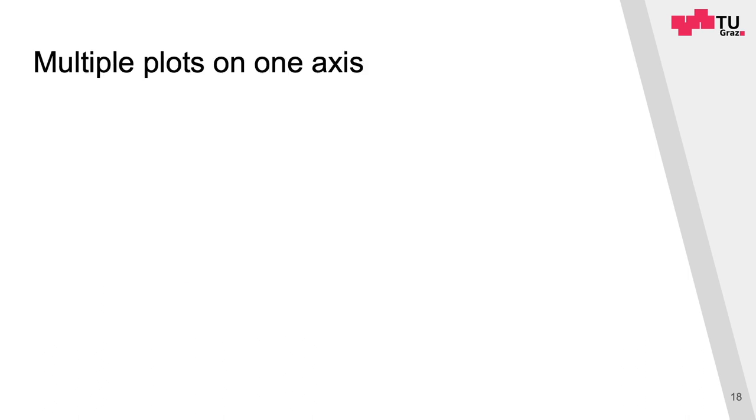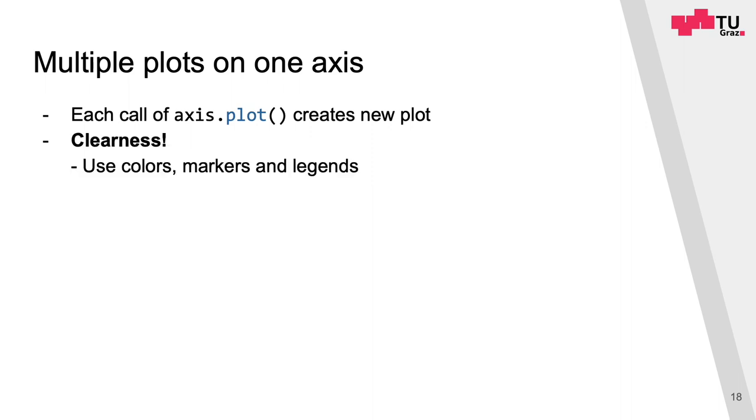All right, so how can we then, for example, produce multiple plots on one axis? So each call of the axis.plot creates a new plot. And it is very important if you produce multiple plots on one axis, or for example, multiple lines on one axis, if we use a line plot, for example, to use colors, markers, and legends. So this is very, very important.